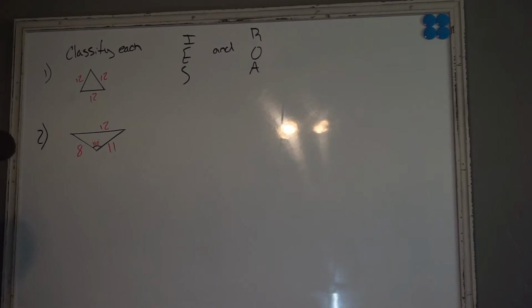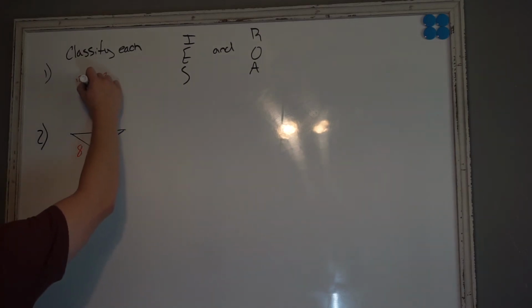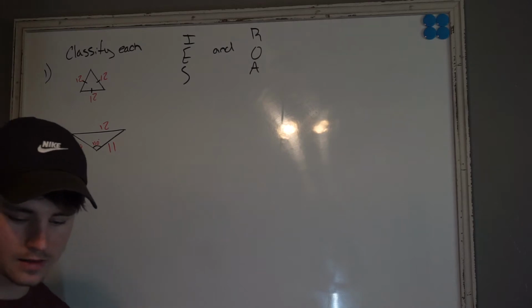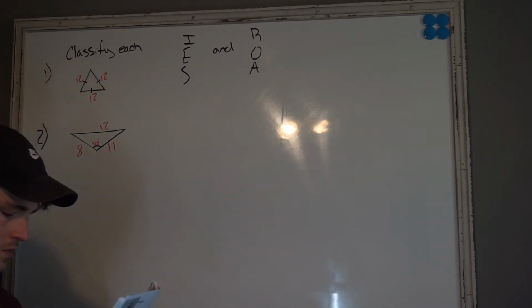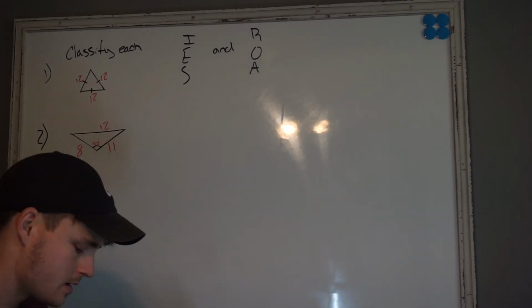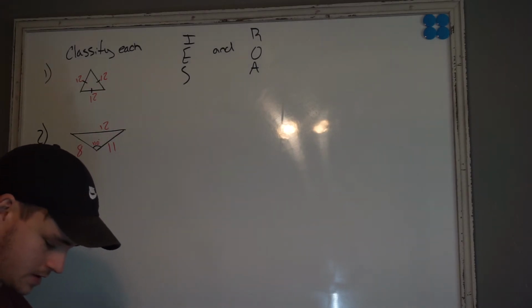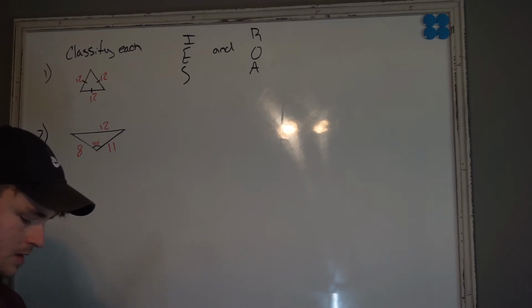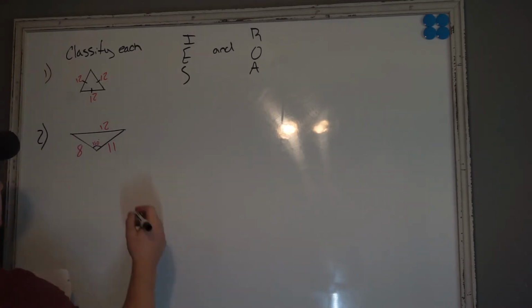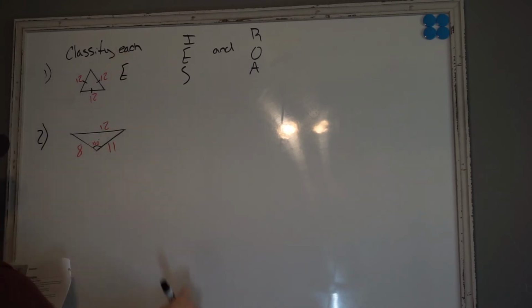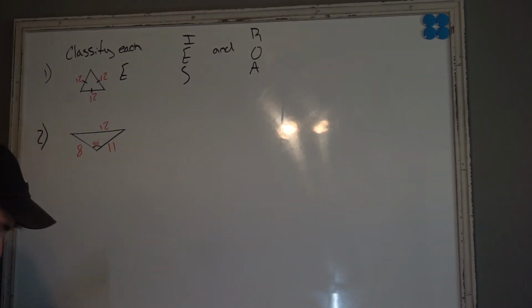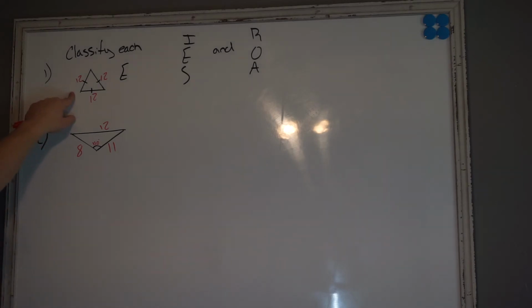Alright, so the first one, we have 12, 12, and 12 for each of the sides. So we know that all sides are equal. And if we go ahead and look right at the classifications, we can see that an equilateral triangle is all sides are equal in length. So we know that first part, it's an equilateral. But now we have to look at the angles. So we know it's an equilateral, and we know that all sides are 12.